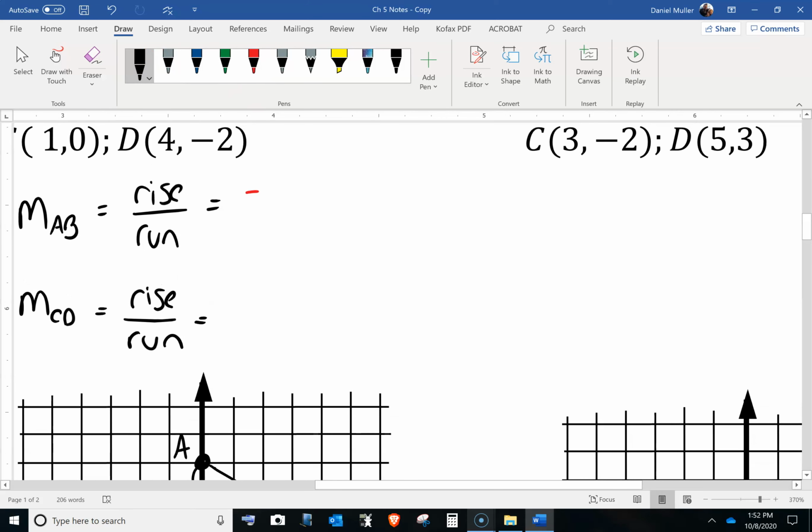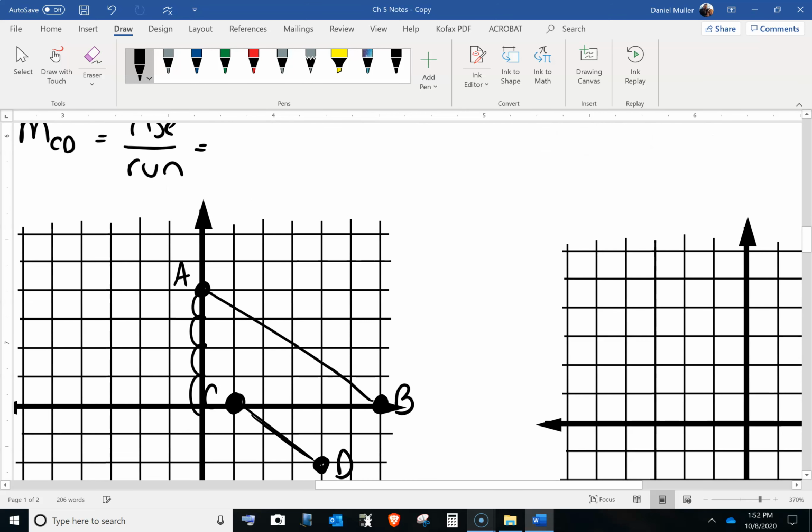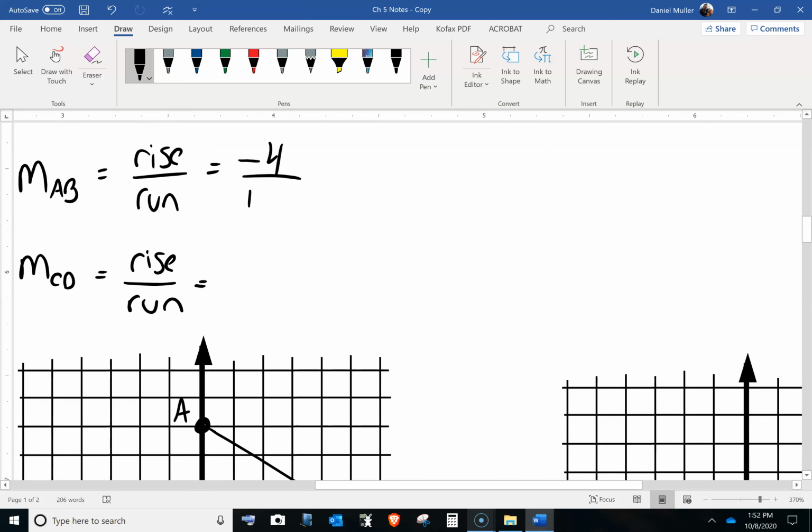whoops, down 4. And how far to the right? 1, 2, 3, 4, 5, 6. So right by 6. That's a positive 6. Now that can be reduced to a negative 2 over 3. The negative usually goes on top.